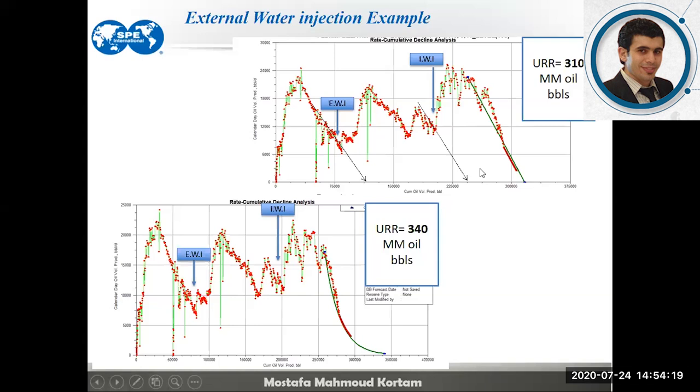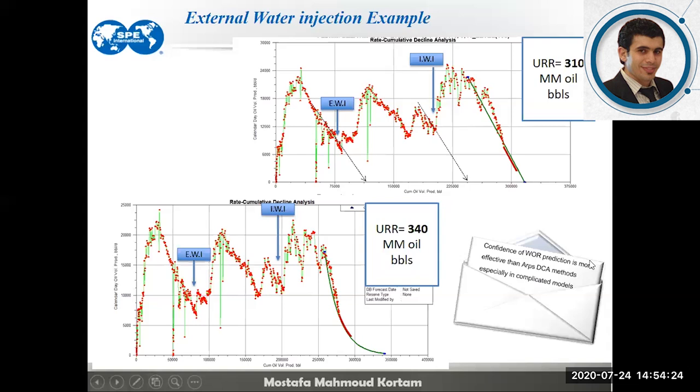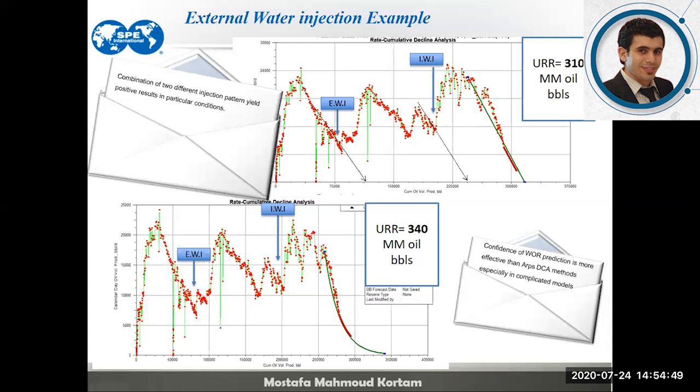So one of the key messages to be delivered is that the confidence of the water oil ratio prediction method is higher than the Arps decline curve analysis method, especially in complicated models like what you are seeing here, with several wells and a huge giant reservoir. The second message, an important lesson learned from this application, is that a combination of two different injection patterns can yield a positive result in particular conditions, like what they faced in this project.